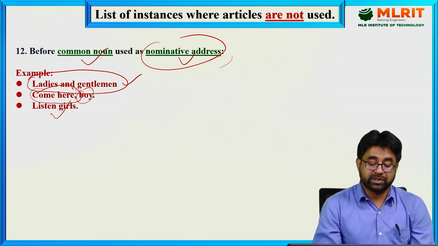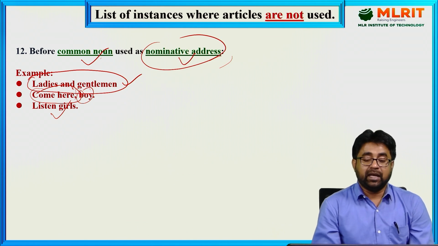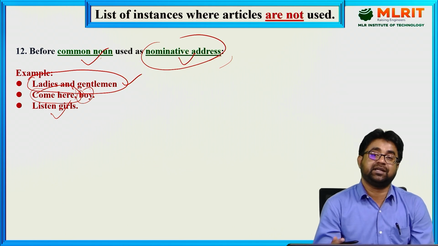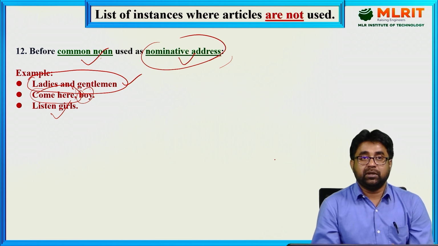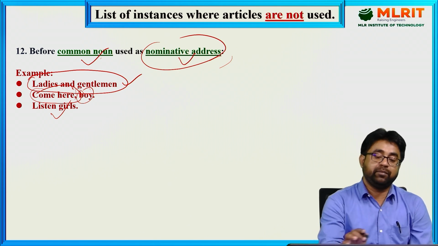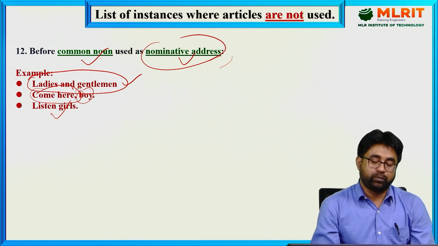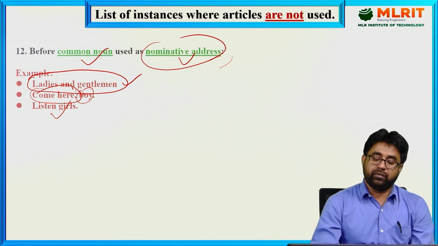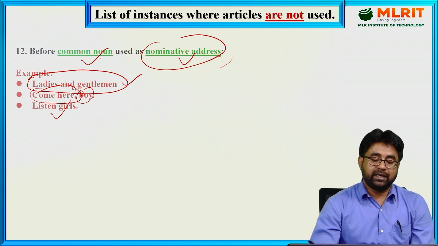Most importantly, we have to understand these instances. Whenever we have to use certain sentences, we need to analyze these rules and instances, and check if we are facing the same kind of instance. Accordingly, we have to decide whether we are supposed to use any article or not. Right? Now let's come to the next slide.